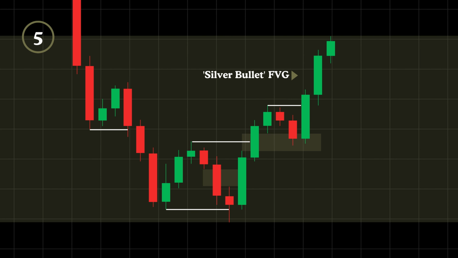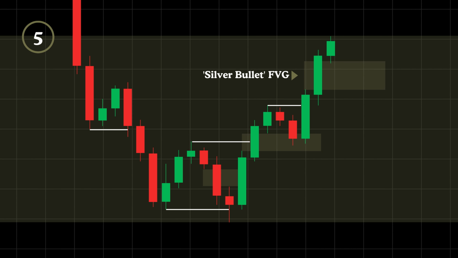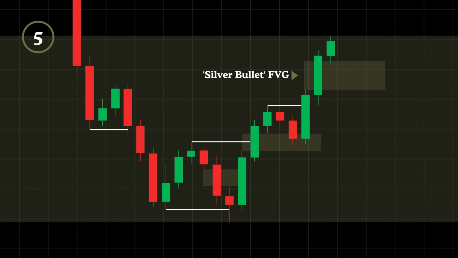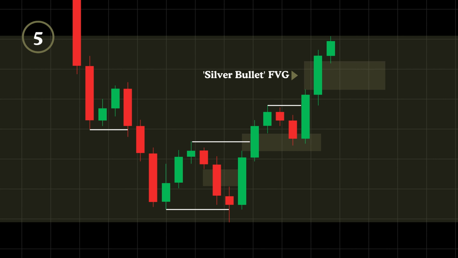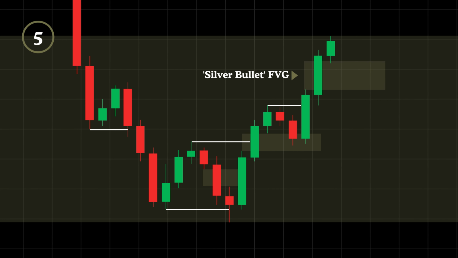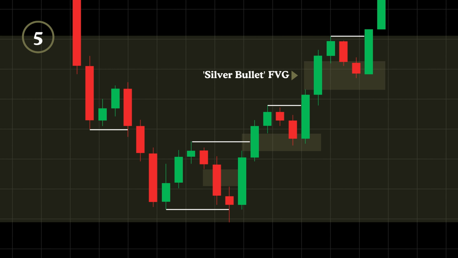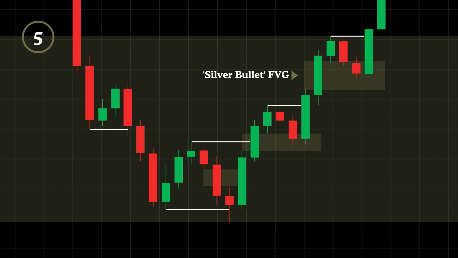Now here's where it gets exciting. The first fair value gap formed after this reversal is commonly referred to as the silver bullet. Why? Because it's considered the highest probability FVG for entering the new trend direction. So in this case, that silver bullet FVG is exactly what we'll use to enter our long position, fully aligned with the bullish 4H order flow and supported by a confirmed reversal on the 15-minute chart.